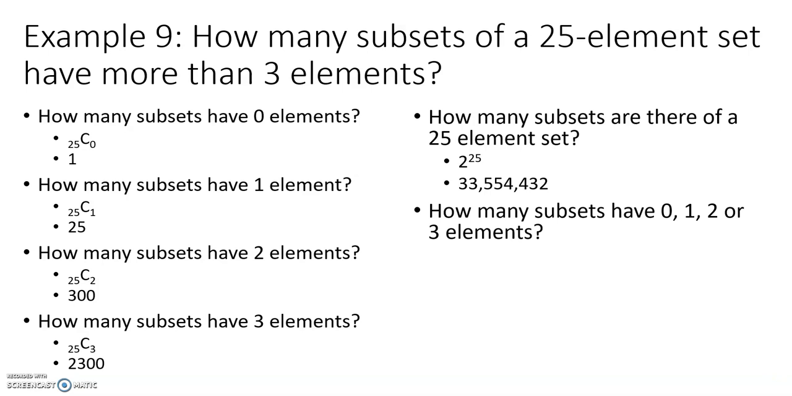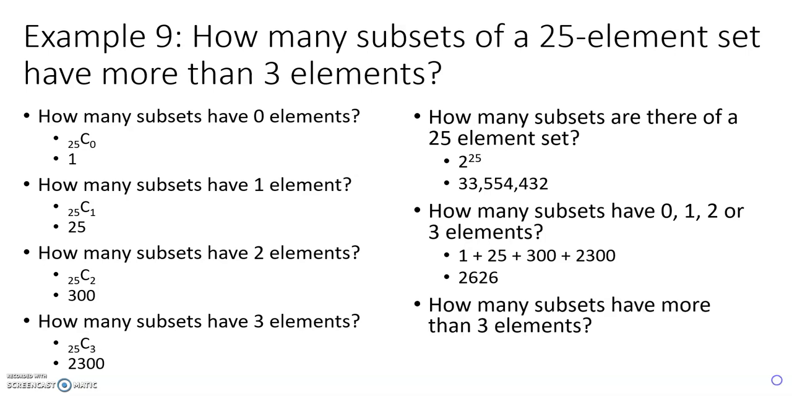How many subsets have 0, 1, 2, or 3 elements? 1 plus 25 plus 300 plus 2,300. 2,626 subsets have 0, 1, 2, or 3 elements. How many subsets have more than 3 elements? We're going to subtract. There are 33,551,806 subsets that have more than 3 elements. That's section 10.5, counting problems involving not and or.